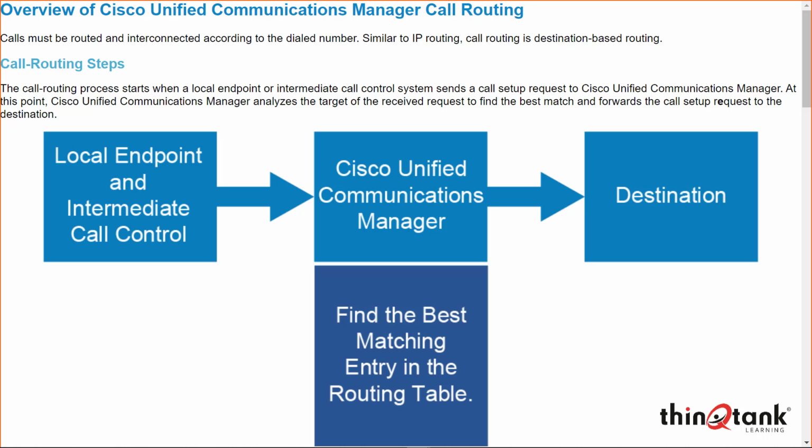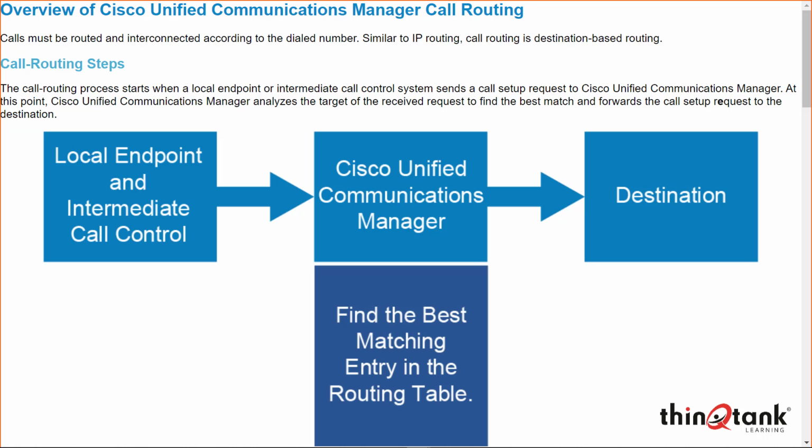We see here that there are basically 4 blocks, right? The local endpoint and the intermediate call control function. So the local endpoint is the one where you're going to be placing the call and facilitating the keypad to dial the digits. Call Manager acts as our call agent. So Call Manager is the one that's going to house the actual dial plan. And then we have our destinations.